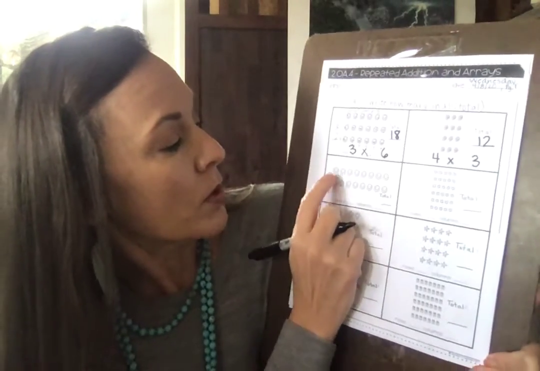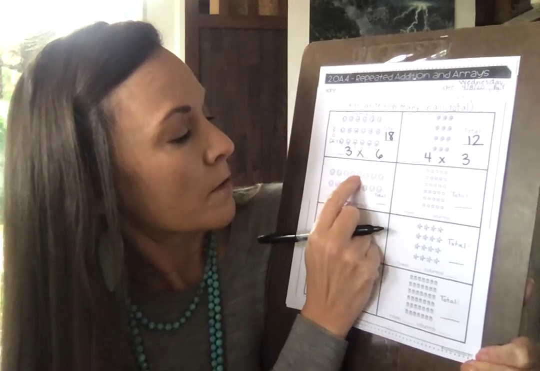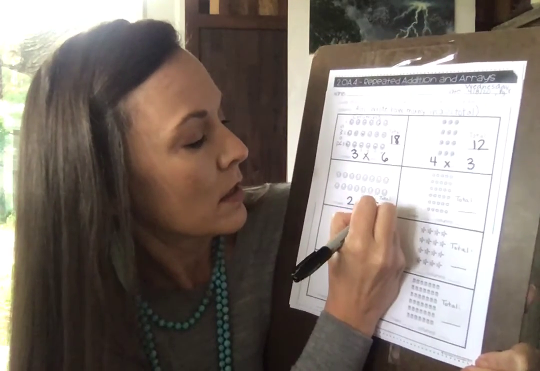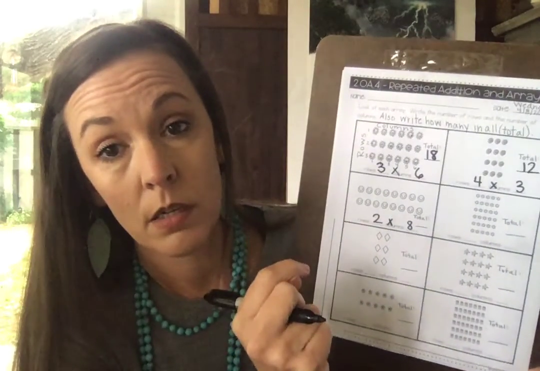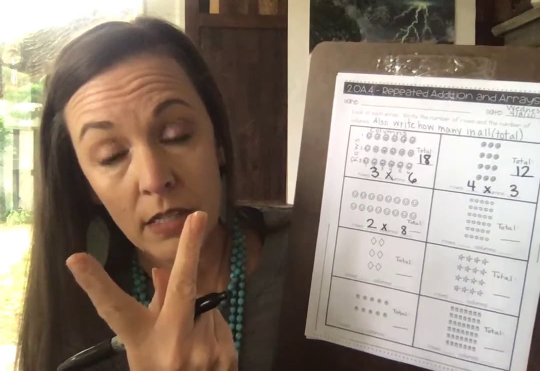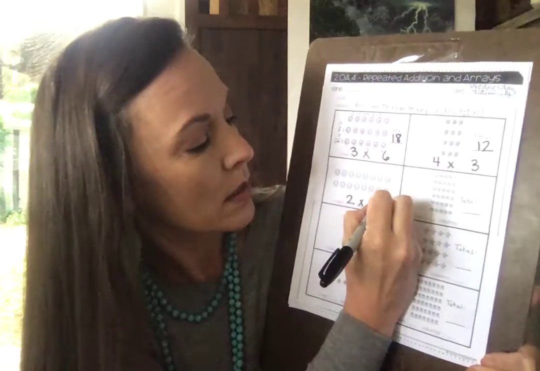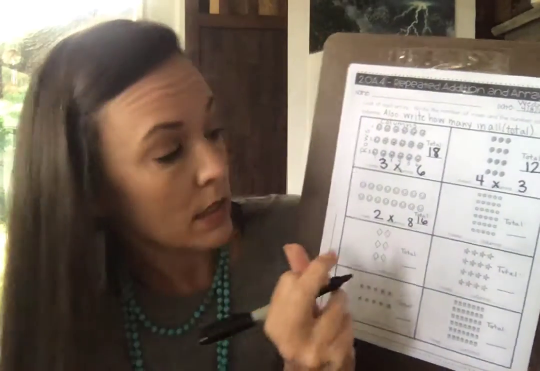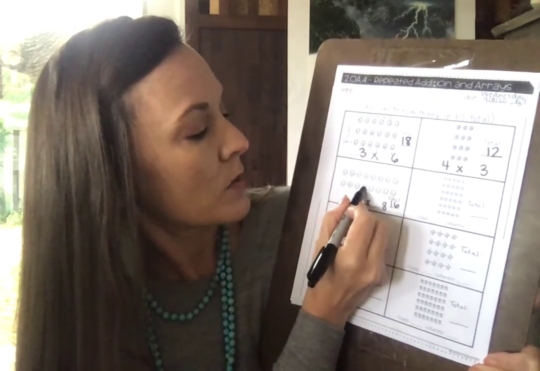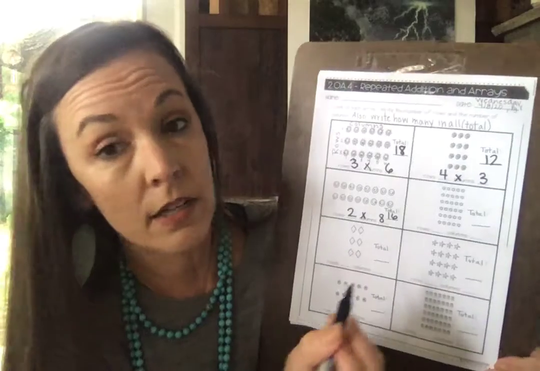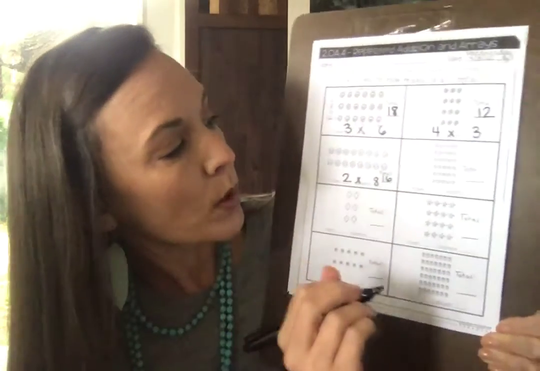Let's see. 2 rows, 1, 2. How many columns? 1, 2, 3, 4, 5, 6, 7, 8. So I should be thinking 2 times 8, or 2 groups of 8. 8 and 8 is 16. The product is 16. If I counted 1, 2, 3, 4, 5, 6, 7, 8, 9, 10, 11, 12, 13, 14, 15, 16, I should find the same thing. The product is 16.